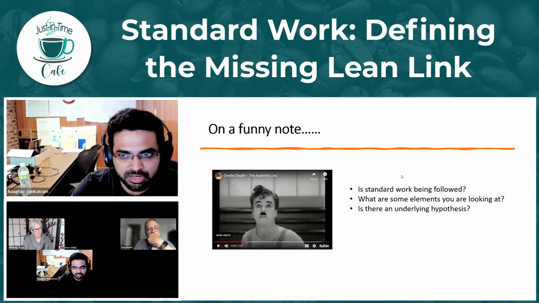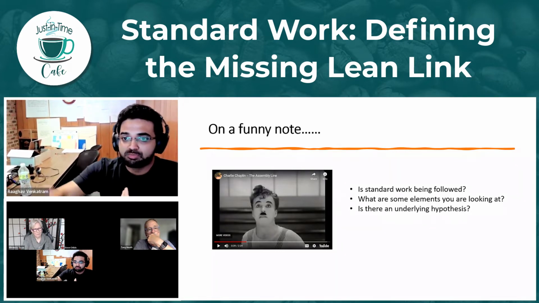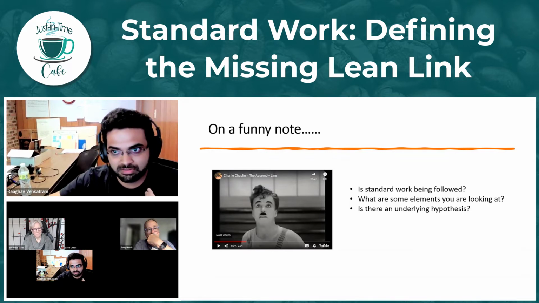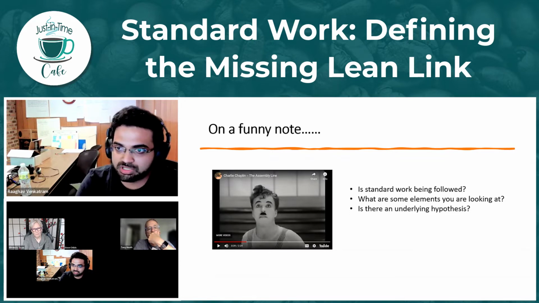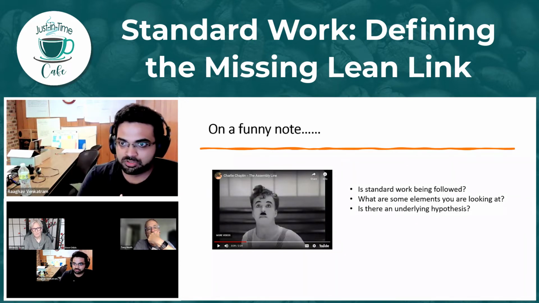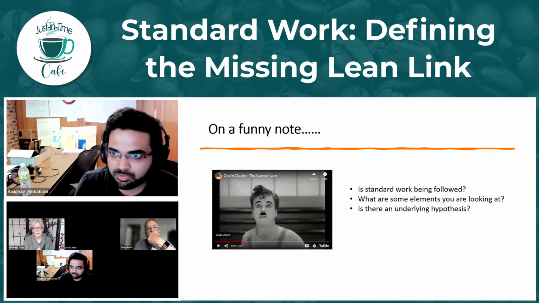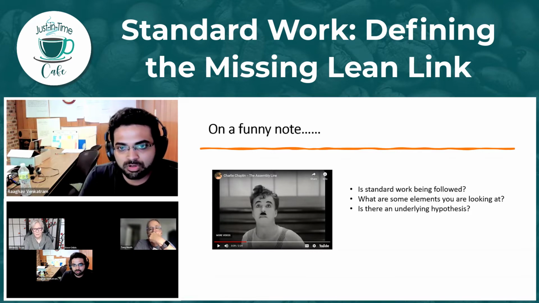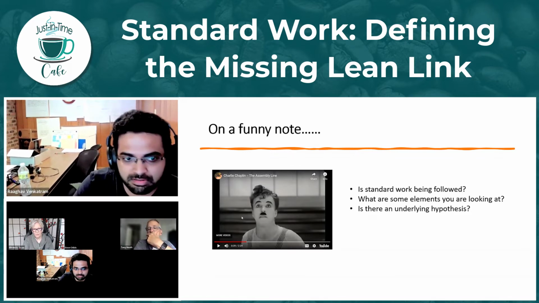So there are some elements you're looking at. It's very visual in this case, and he's a very visual person. So the line's moving, and he's lagging behind. The parts have reached the next operation, still incomplete. The downstream customer is yelling at him, not to mention the foreman or the supervisor who's also yelling at him. So people wouldn't be yelled at if they were following standard work, would they? So standard work is not being followed, and these are the elements you're looking at, right? And is there an underlying hypothesis?